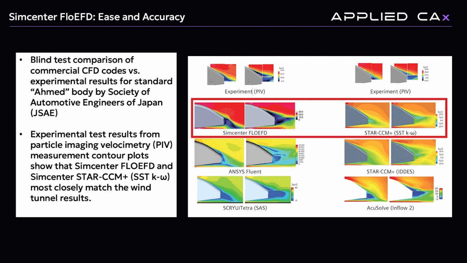Now, a knock you always hear about CAD-embedded tools, especially by us analysts, is a question on the accuracy. How can an easy-to-use CFD tool produce accurate results when CFD is so inherently complex? JSAE performed a blind test to evaluate leading commercial CFD tools by simulating flow over a standard Ahmed body. Experimental wind tunnel test results from particle imaging measurements showed that both Simcenter products, FlowEFD and StarCCM+, came the closest to matching experimental results. With ease of use, FlowEFD produces accurate solutions that designers can use to flesh out initial design concepts.